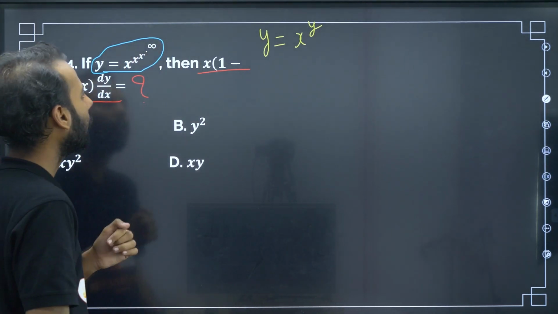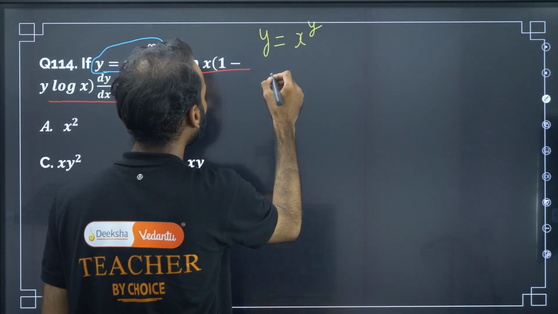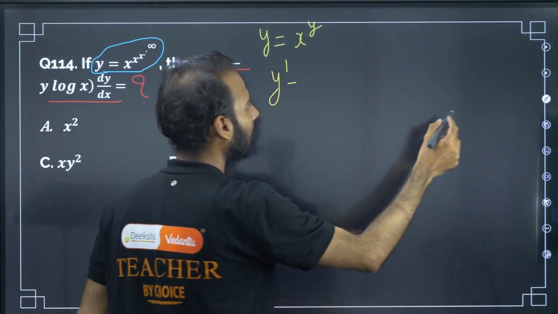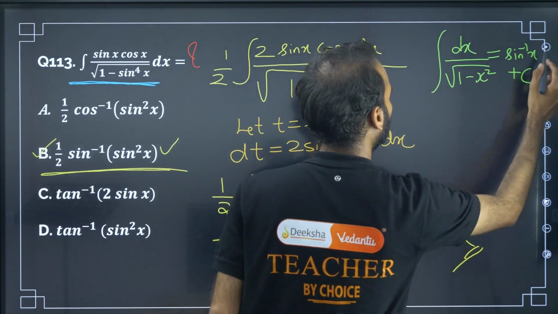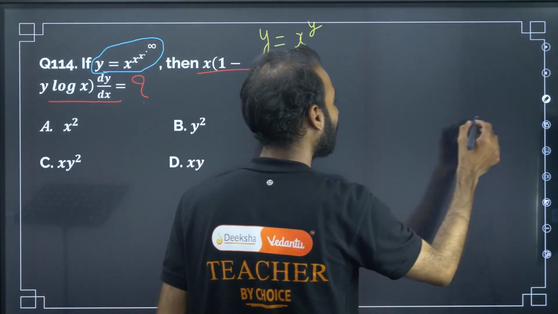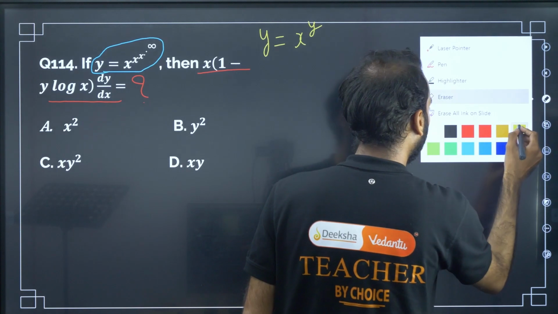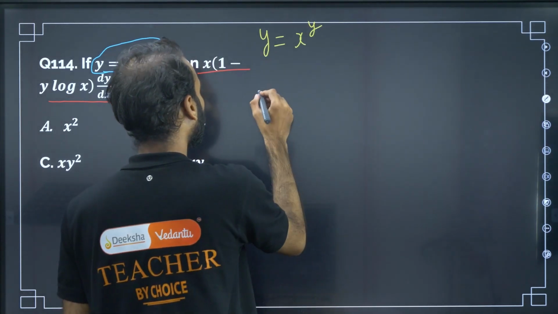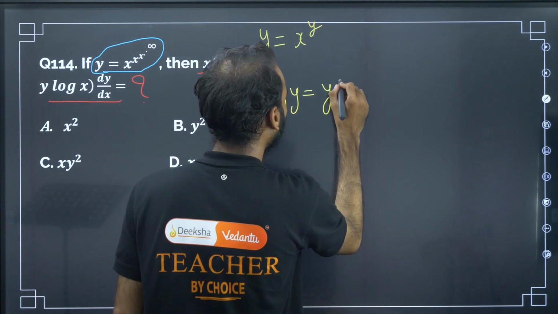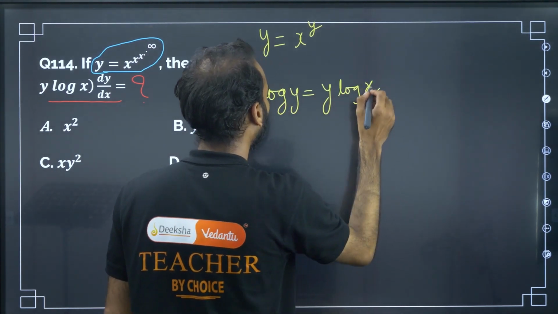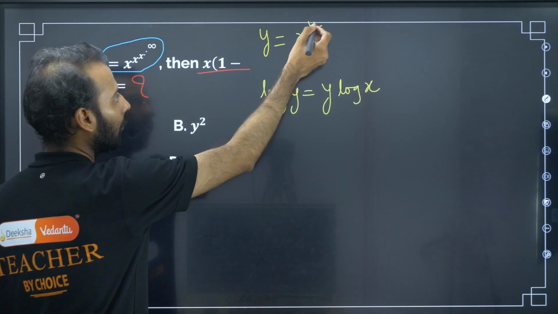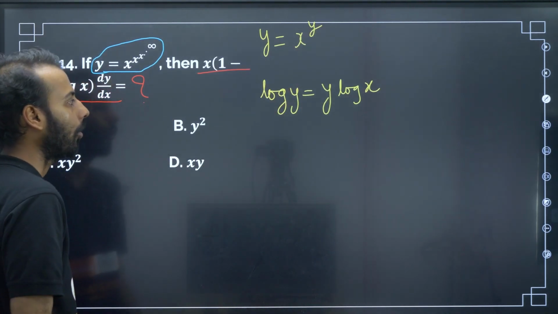Next, let me differentiate this with respect to x. Before applying differentiation, let me apply log, because whenever one function is raised to another function, we have to apply log. So log y is equal to y log x. Also I have dragged down that y using properties of logarithm.